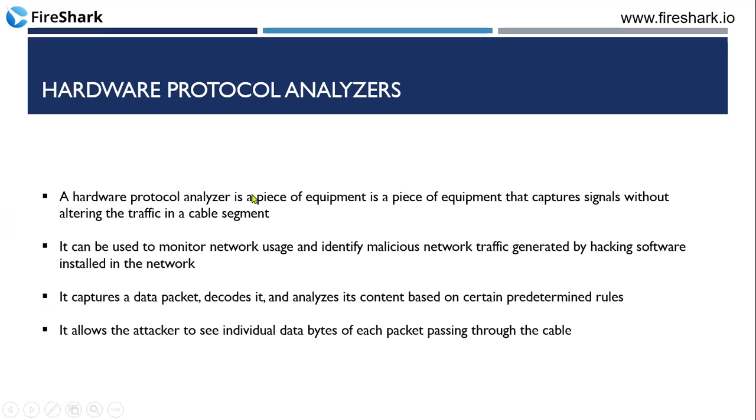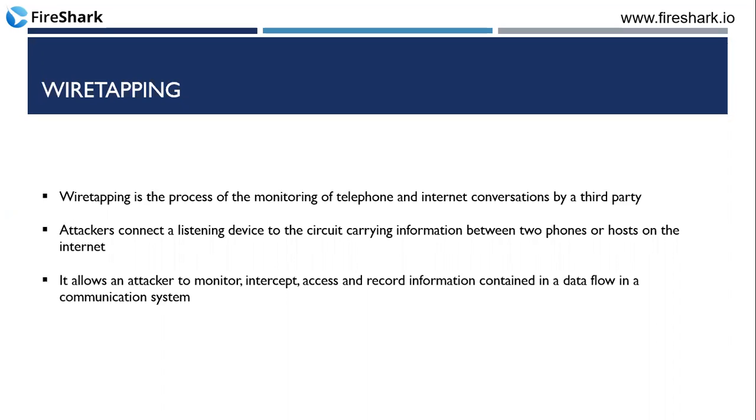So a hardware protocol analyzer is a piece of equipment that captures signals without altering the traffic in a cable segment. It is a passive method of catching the information. It can be used to monitor network users and identify malicious network traffic generated by hacking software installed in the network. It captures a data packet, decodes it, and analyzes its content based on certain predetermined rules. It allows the attacker to see the individual data bytes of each packet passing through the cable. These things also apply to scanners, for example when you scan a UPI code, the hardware protocol analyzers can work there too.